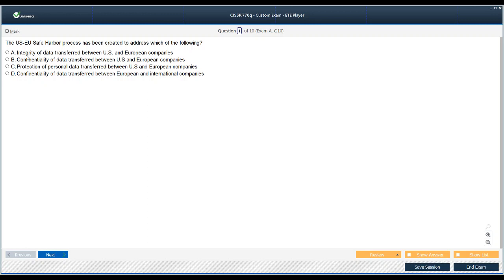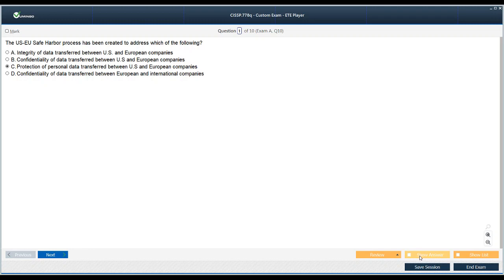I'm not eliminating it as of now, but I'm going to continue to option B, which is confidentiality of data transferred between US and EU companies. Both of them individually are talking about just integrity and then confidentiality. Probably not the right answer. Option C: protection of personal data transferred between US and EU companies. So it's talking about personal data, the PII stuff. I think this is probably the best candidate, because option D, if you look at it, is just talking about confidentiality. It's not talking about C, I, and A combined.